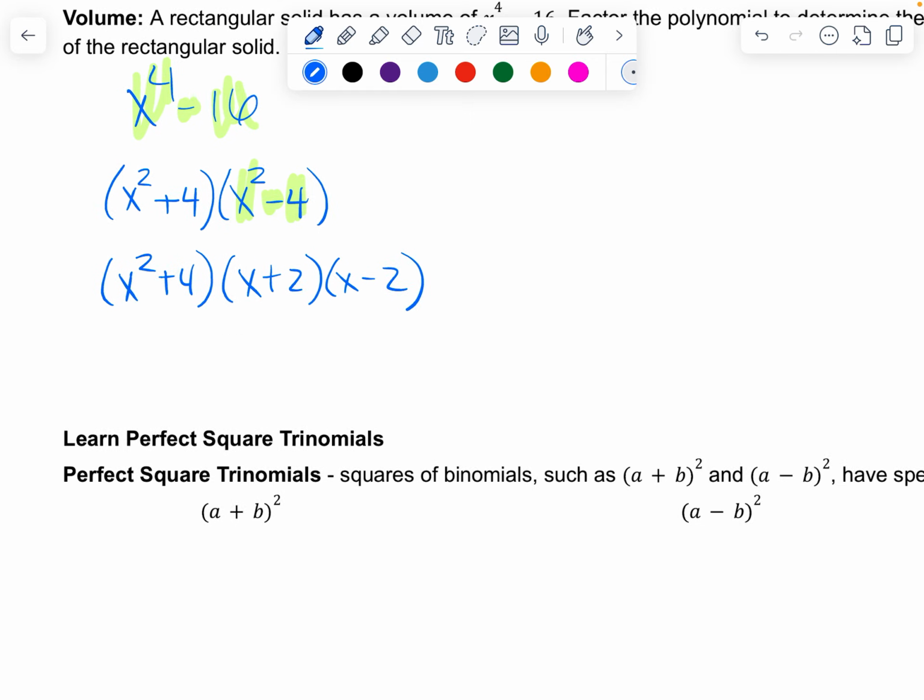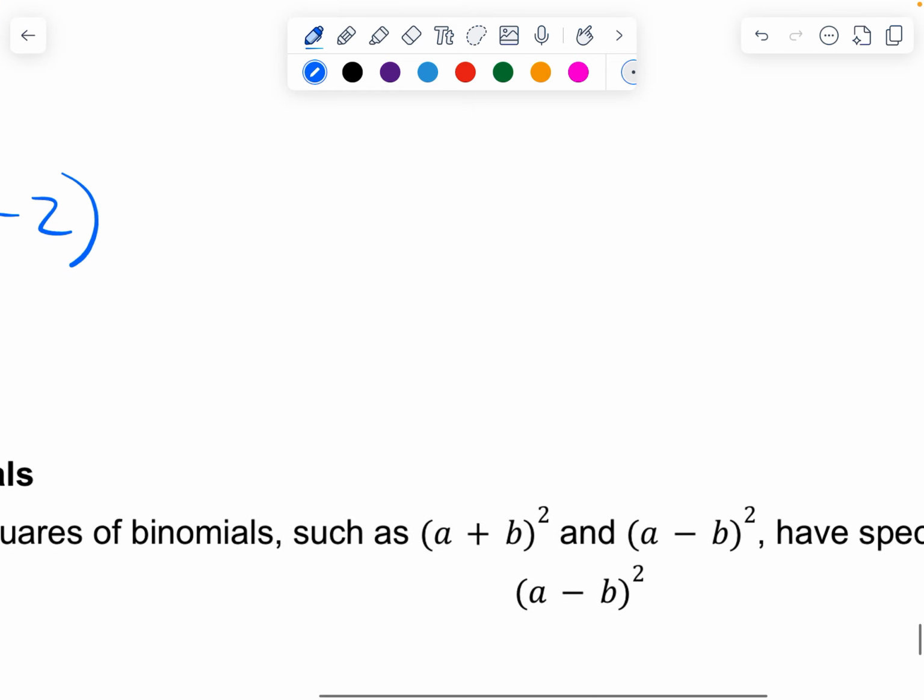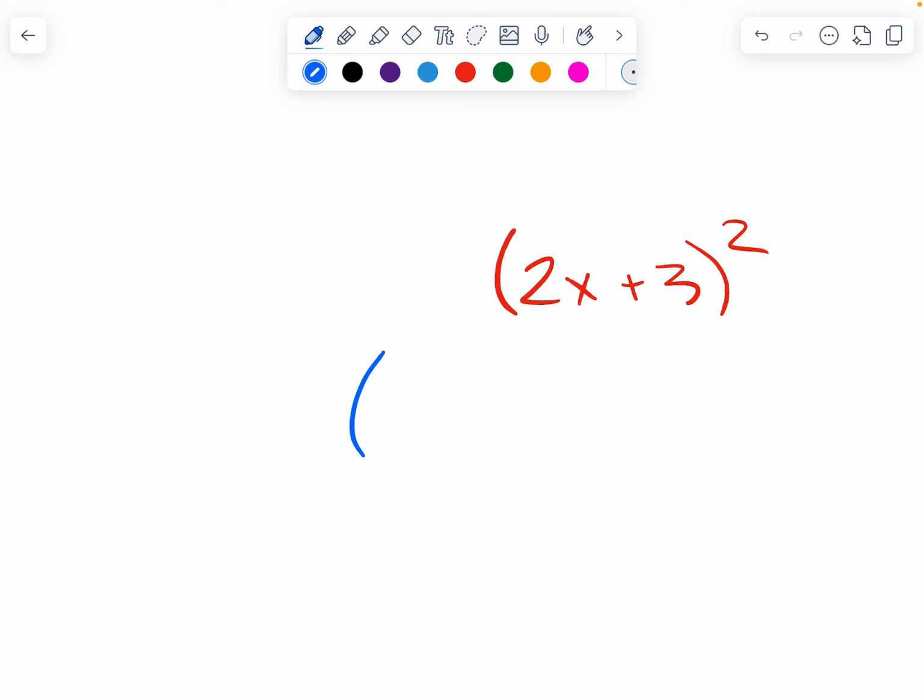Okay, perfect square trinomial. Before we do that, I'm going to go back to this. Let's see, 2x plus 3 all squared. When we did this before, now, mind you, you can always do it the x method. You can always factor it like we did before. Remember when we multiply this out, we take the first term and we square it. We take the last term, we square it.